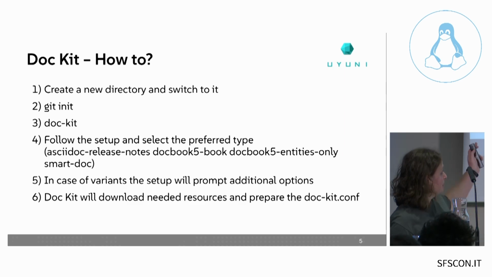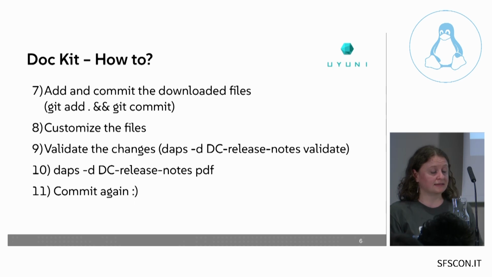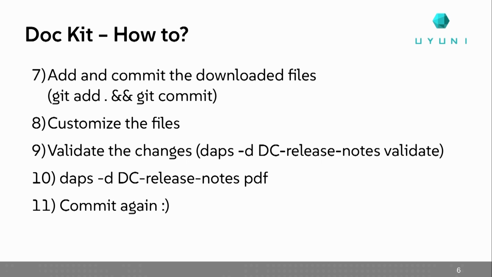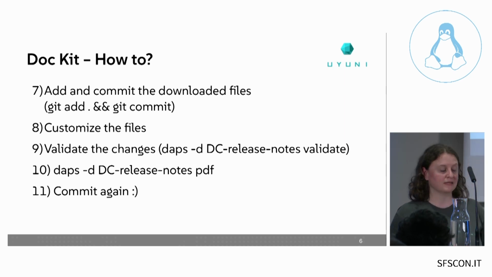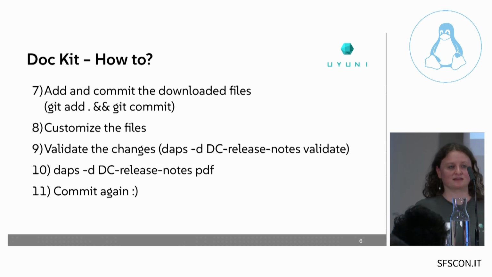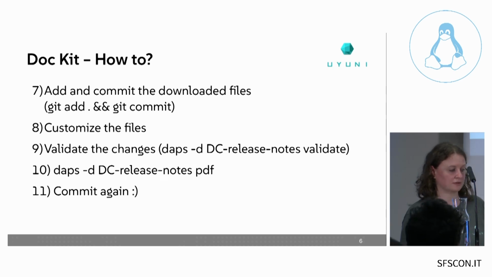So step 6, you have the download, and then we are almost there. Suggestion is when you have the initial download, try to do a git add and do an initial commit, so then you can eventually change and fix mistakes. But the customization step is absolutely straightforward. If you are familiar in general with DocBook or AsciiDoc, there's nothing additional that you need to learn for using Dockit or DAPS.